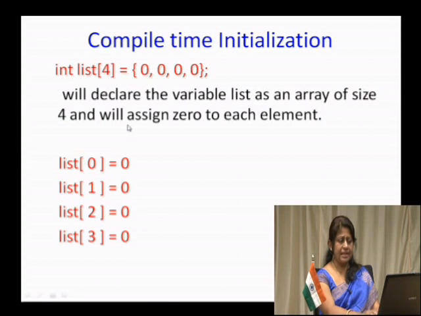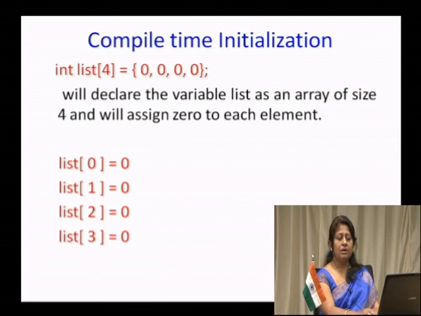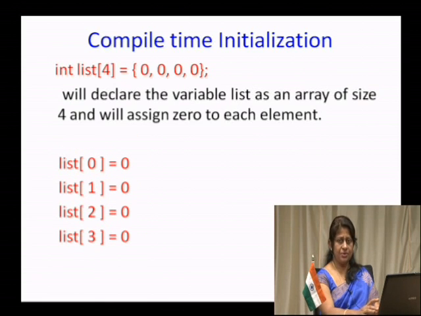What happens when this kind of declaration is executed? We end up with this: list of 0 has a value 0, list of 1 has a value 0, list of 2 has a value 0, and list of 3 has a value 0. So that means my entire array called list, which consists of 4 elements, is initialized with a value 0.